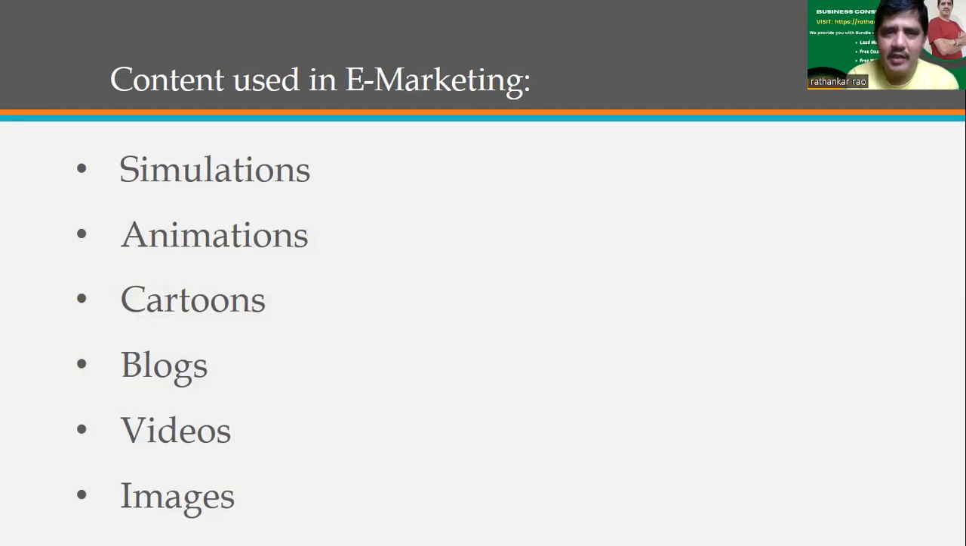Towards it, I would like to take you to the live pages. There are several types of content one can use in e-marketing. One is simulation, and the others are animation, cartoons, blogs, videos, images, and so on. Because we all do not learn by one method. There are several methods by which we learn. For example, if you ask me how I learn physics, I learn it from a textbook. I read the concept, then I start working it out with pen and paper.